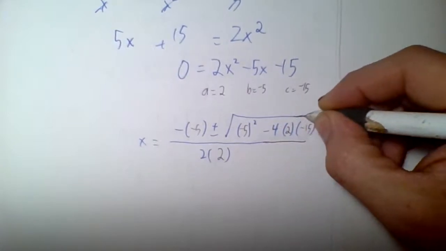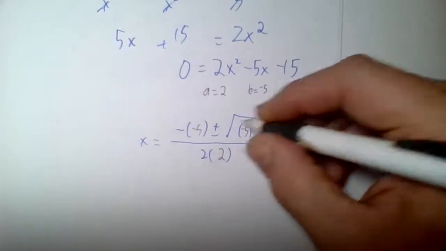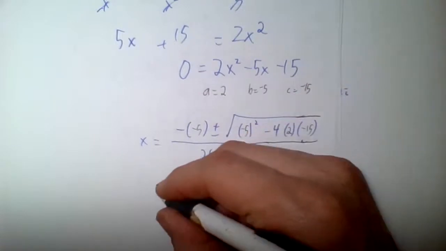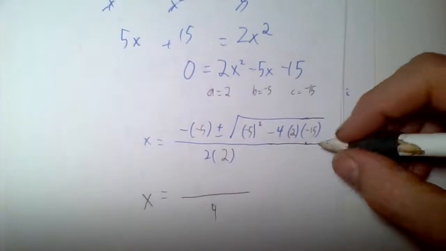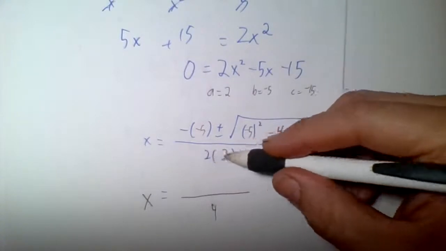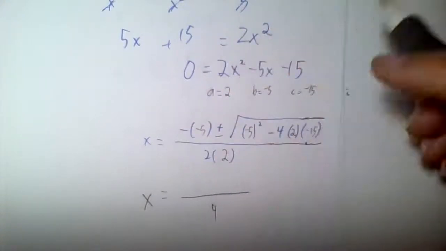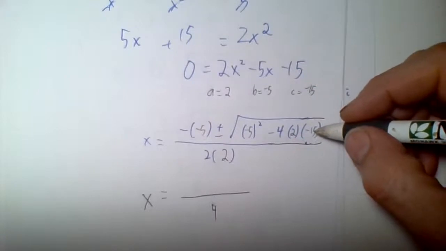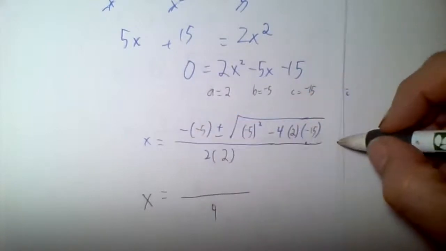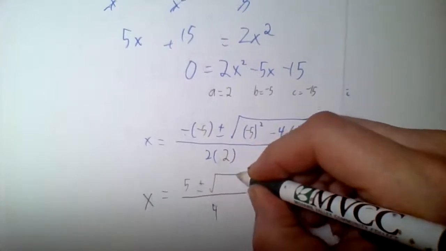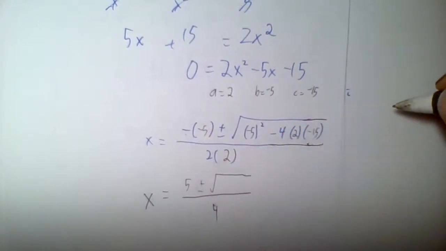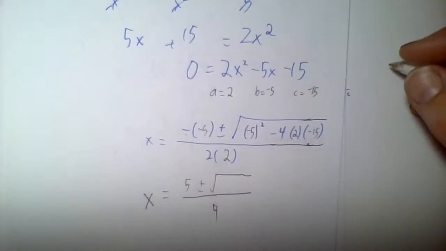I got to be careful about how long I draw these lines because this whole thing is divided by 4. People doing this on paper, the tendency is to have that over 4 part drift and become part of only part of it, but it's not. It's the whole thing divided by 4. So I got my 5 plus or minus the radical all over 4. Got to be careful about that. The work inside the radical, I got to do that work.